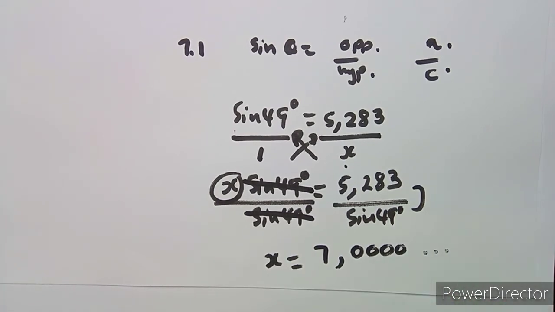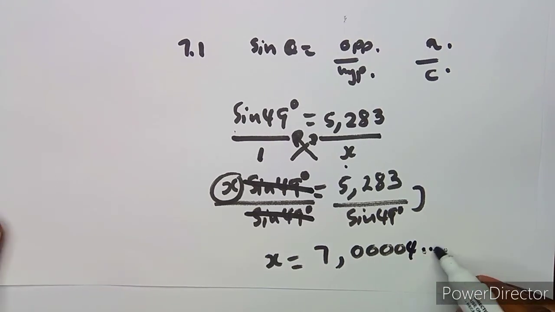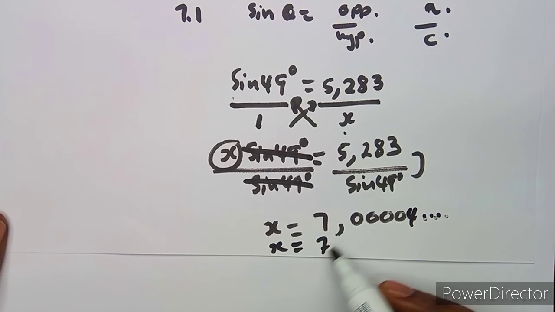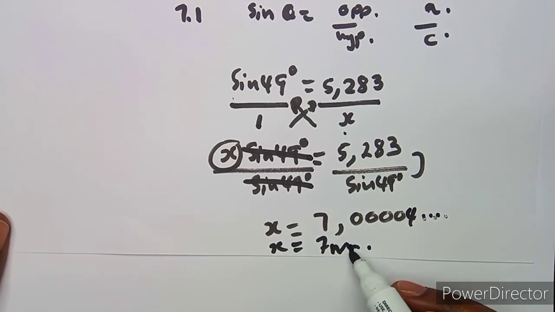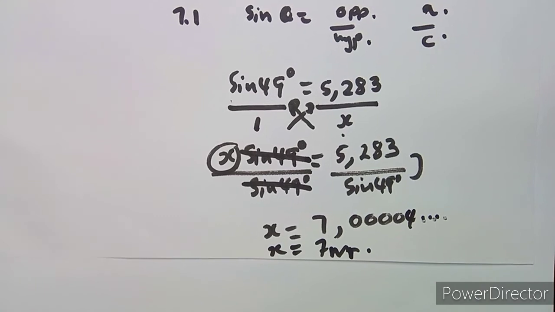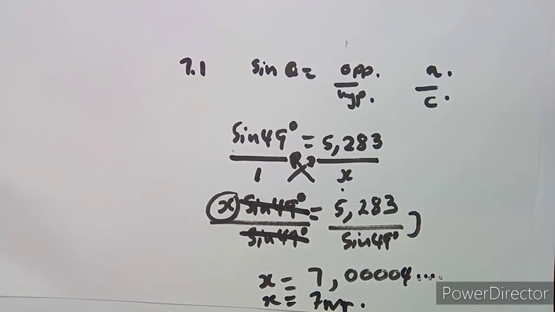Alright, so if you divide these two, you're going to obtain 7.0000000, something like that, guys. If you round off, it's going to be 7. So that is going to be the length, and this was in meters. So everything was in meters. So the length of the ladder is 7 meters. You can conclude like that, that the length of the ladder is 7 meters.